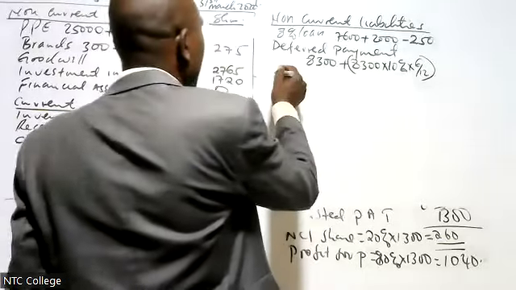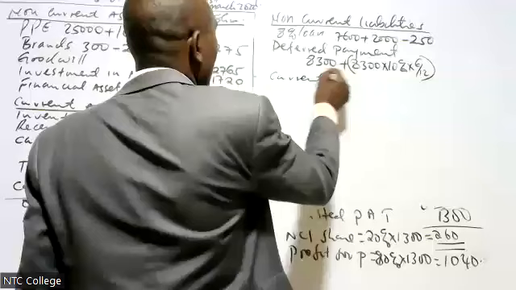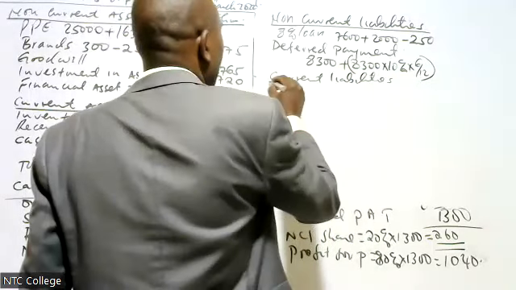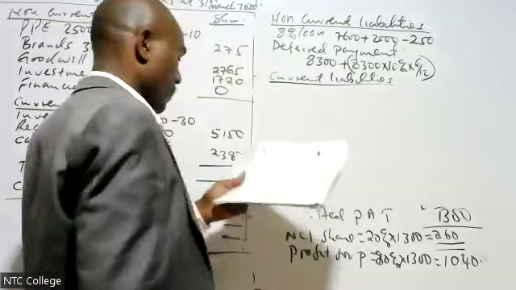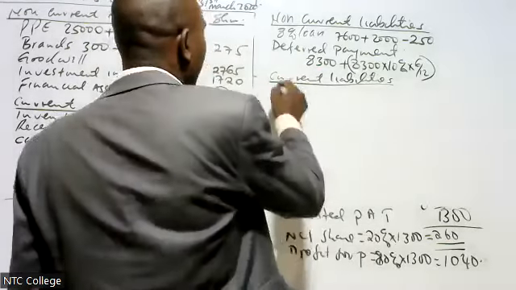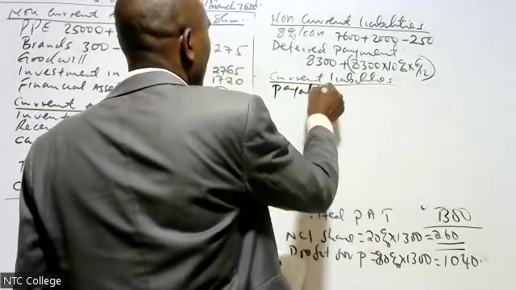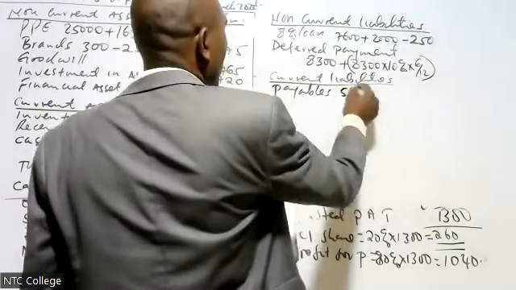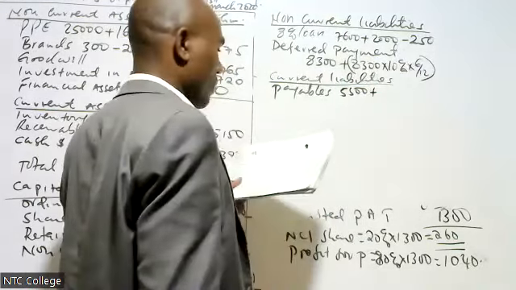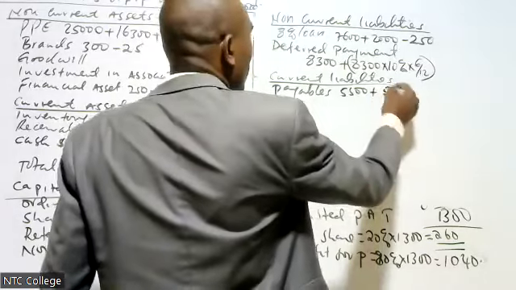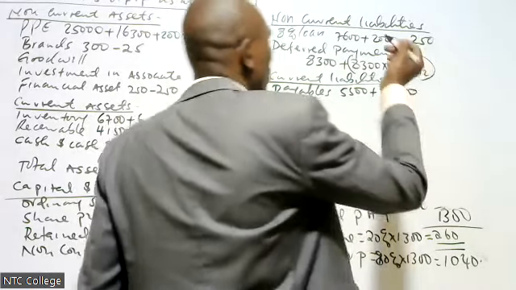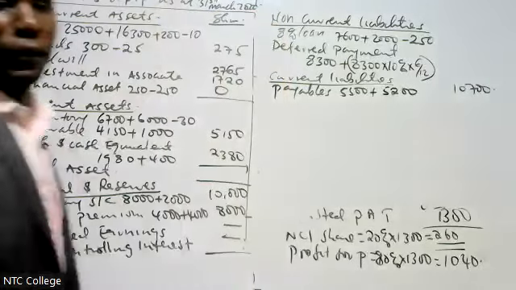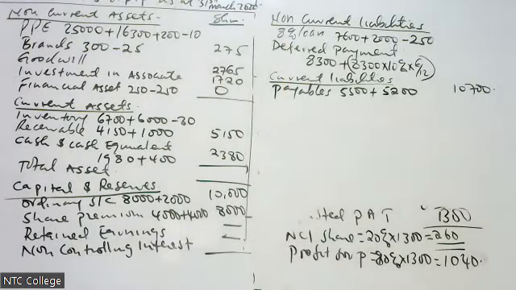Then I come to current liabilities. I have payables. Payables, I take 55 plus 52. That one I will do for you, 10,700. You just add.